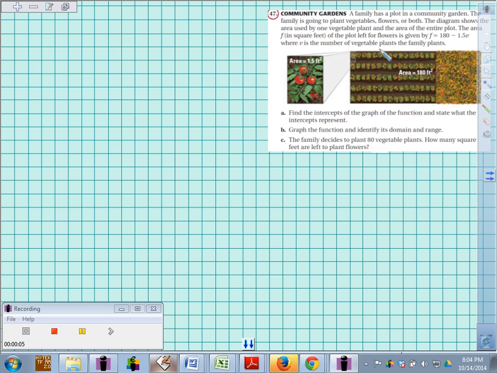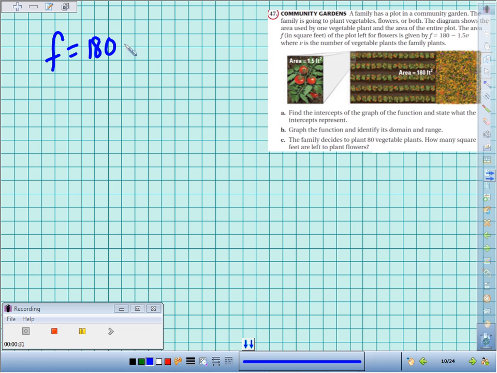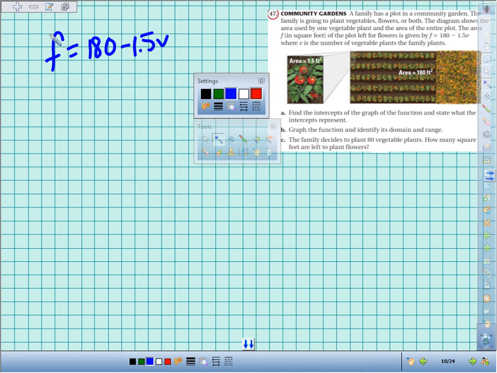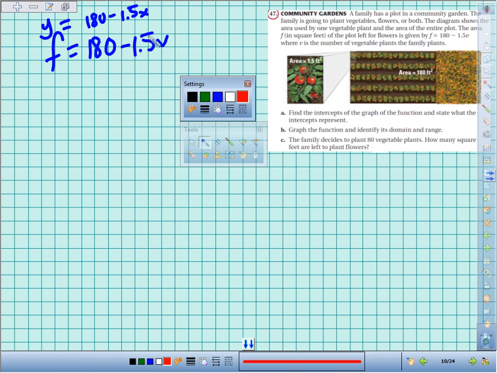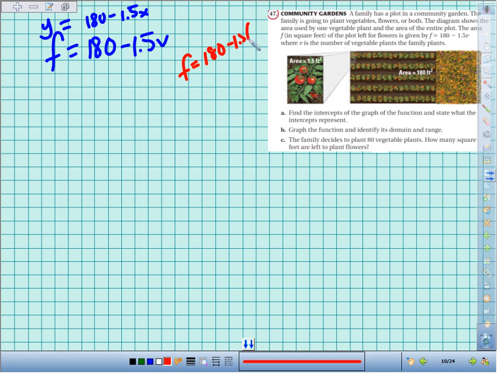Okay. What do we got here? Find the intercepts of the graph of the function. Well, the graph of the function, you've got F equals 180 minus 1.5V. Usually we have Y and X, but nothing really changes here. If you want to find the F-intercept, you'd make V 0. So you'd say, what's 180 minus 1.5 times 0? Well, that's just 0, so the F-intercept is going to be 180.